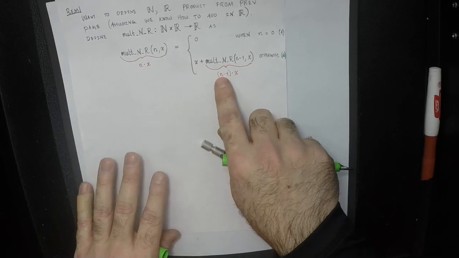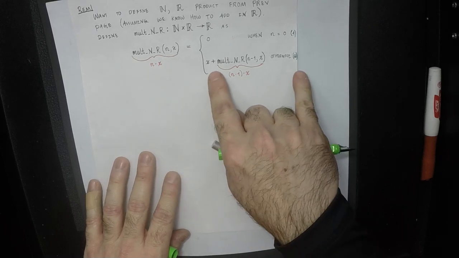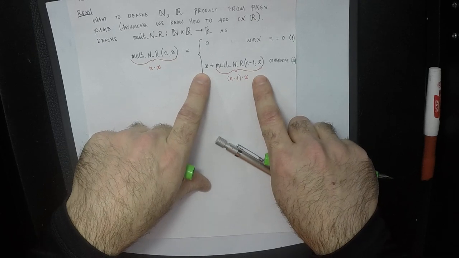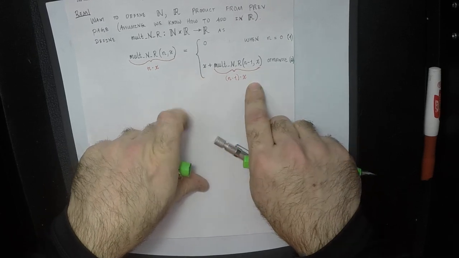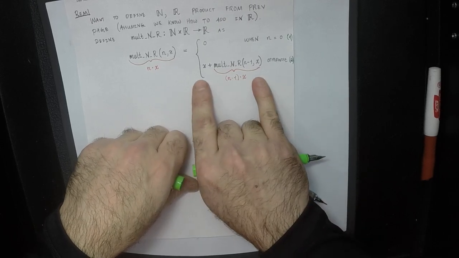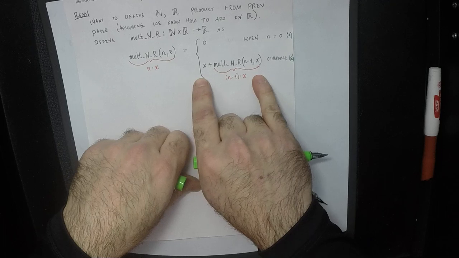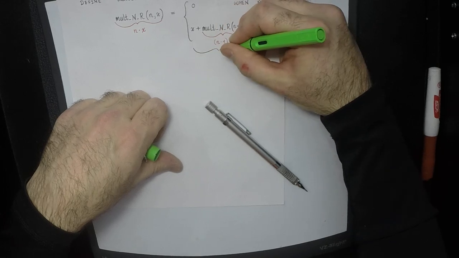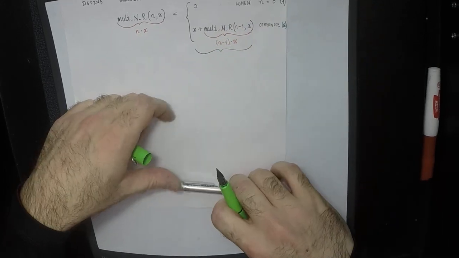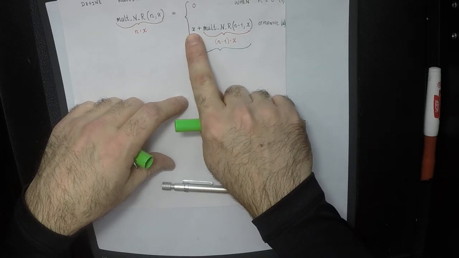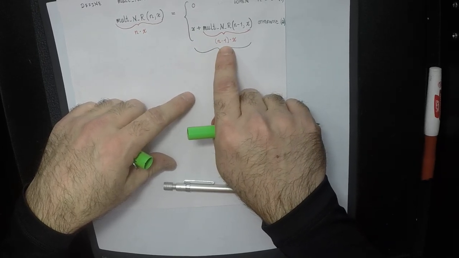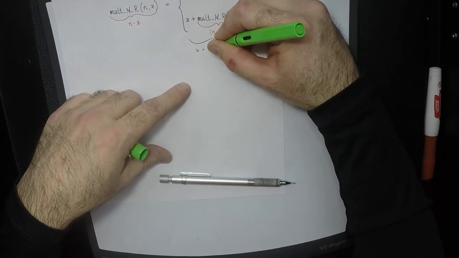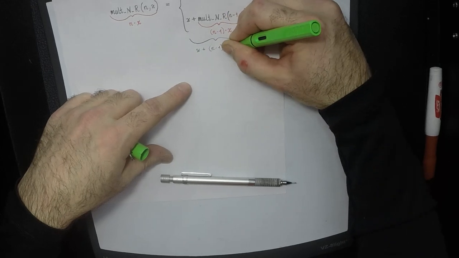Okay, so in the second clause, how many x's are represented here? I claim that there's n x's represented here. Why are there n of them? Because here's one of them, and here's all but one of them. So x plus n minus 1 times x.